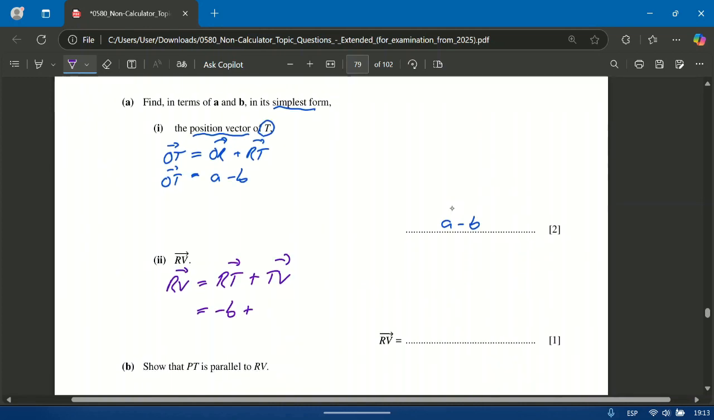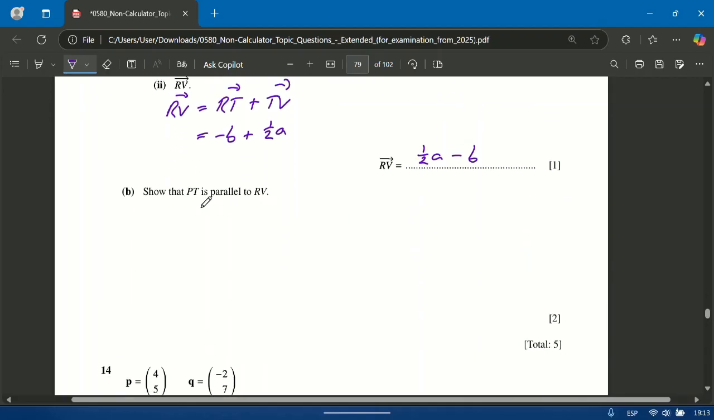plus half A. Now that's good, but you'll see in the mark schemes usually they write the negatives second. But if you write it like this, nothing wrong with it. Minus B plus a half A, same as a half A minus B. Same thing. Okay, last one is to show that PT is parallel to RV.